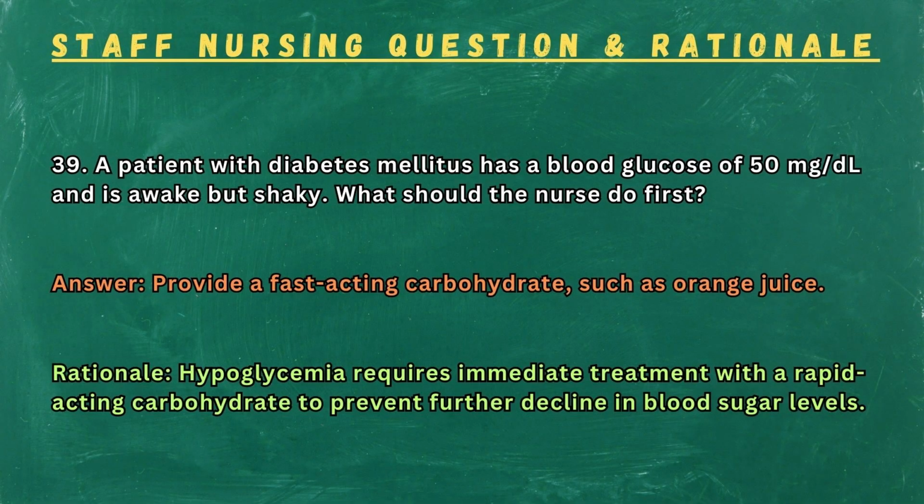39th. A patient with diabetes mellitus has a blood glucose of 50 milligrams per deciliter and is awake but shaky. What should the nurse do first? Answer: provide a fast-acting carbohydrate, such as orange juice. Rationale: hypoglycemia requires immediate treatment with a rapid-acting carbohydrate to prevent further decline in blood sugar levels.